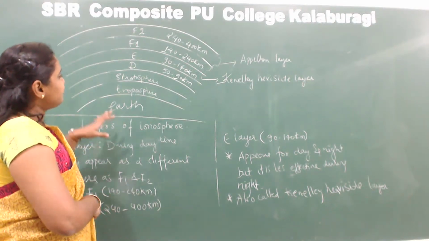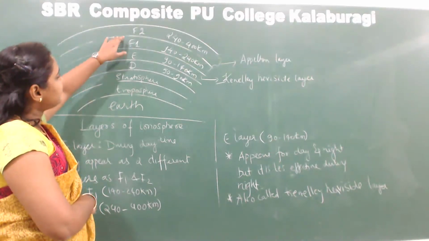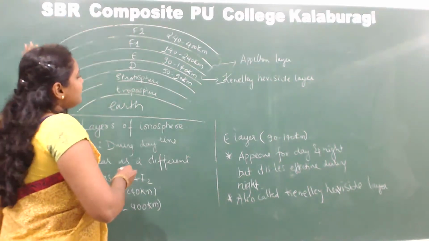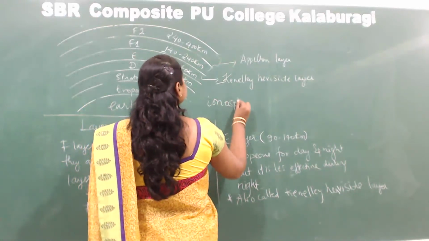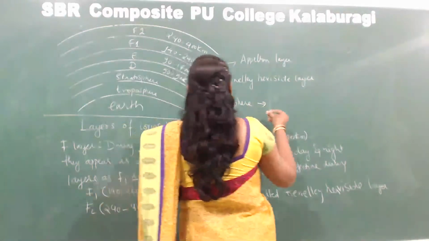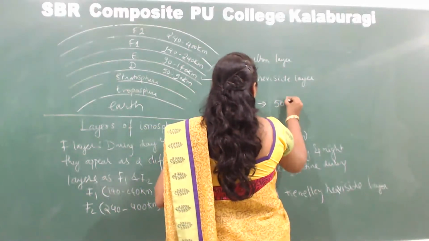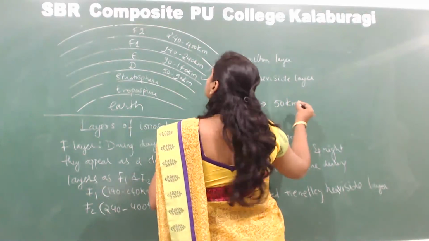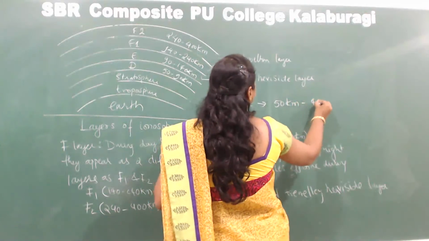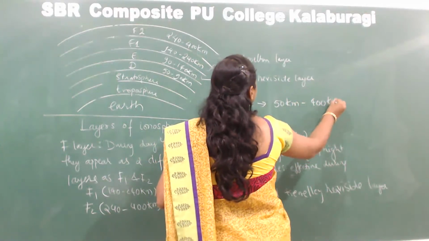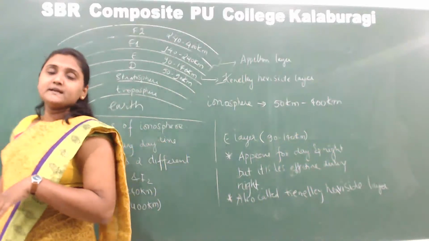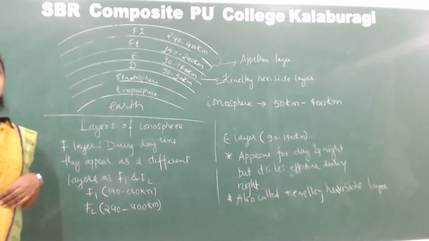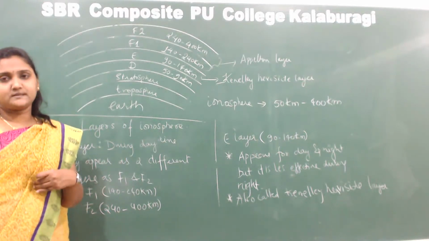So this is about the different layers, D layer, E layer, F1, F2. So the overall ionosphere is spread over 50 kilometers to 400 kilometers, right?